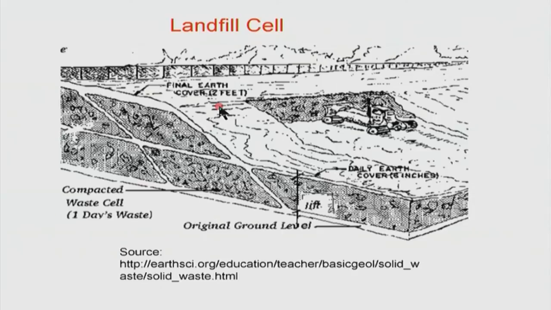So when we put waste in the landfills, it is not put in a single cell. In fact, you will see that in a landfill there are several cells, one after another. Every day I fill my waste, for example here, I put a soil cover on top of that, and then the next day I fill it here and again put a soil cover, and so on. So these kinds of cells will be formed, and once my landfill is completed, I put a good amount of final earth cover or soil cover, which could be as thick as 2 feet, and this daily earth cover could be just 6 inches or so.